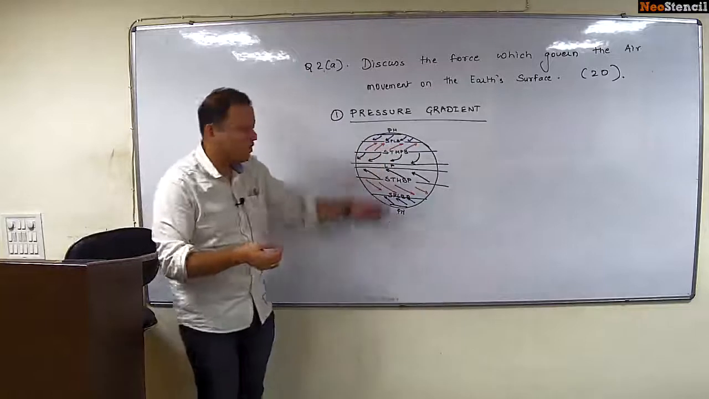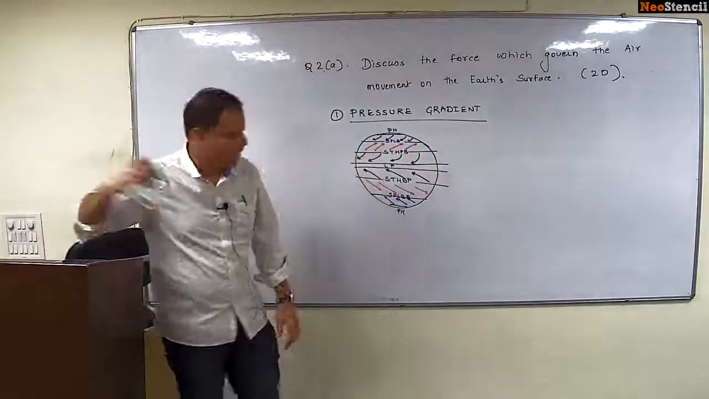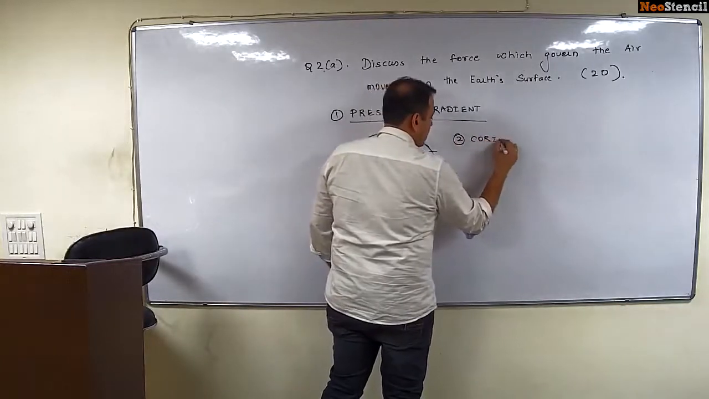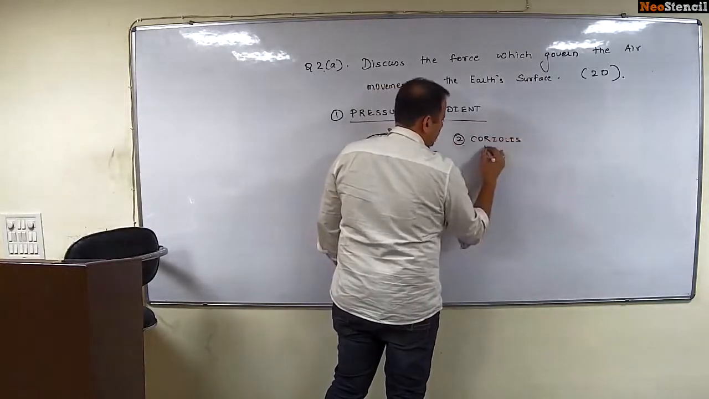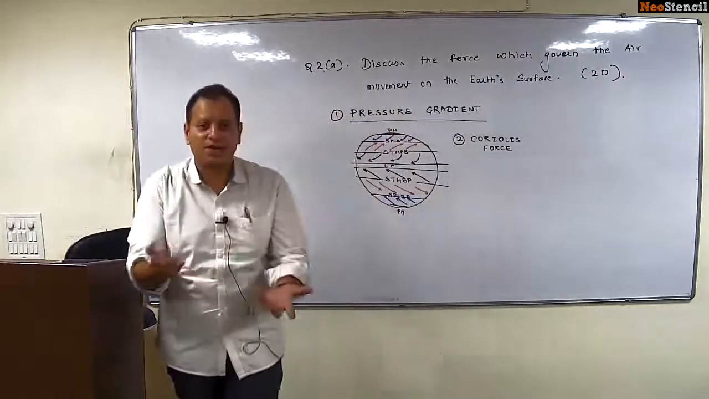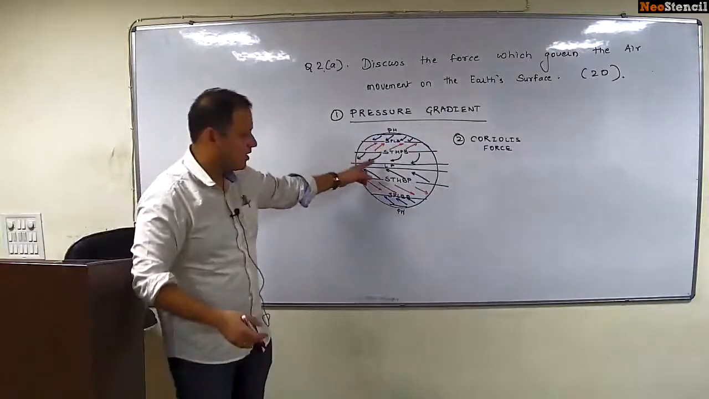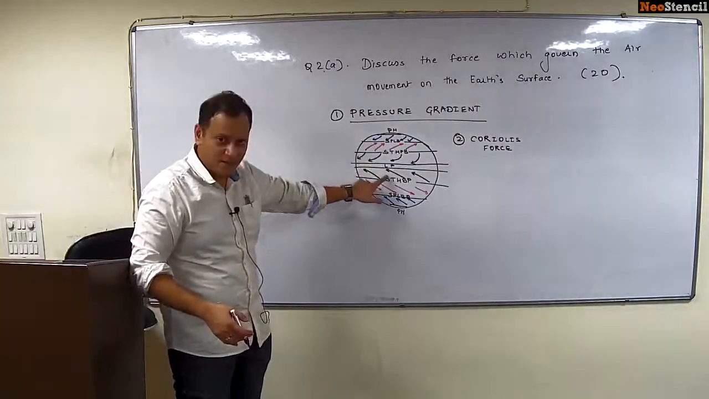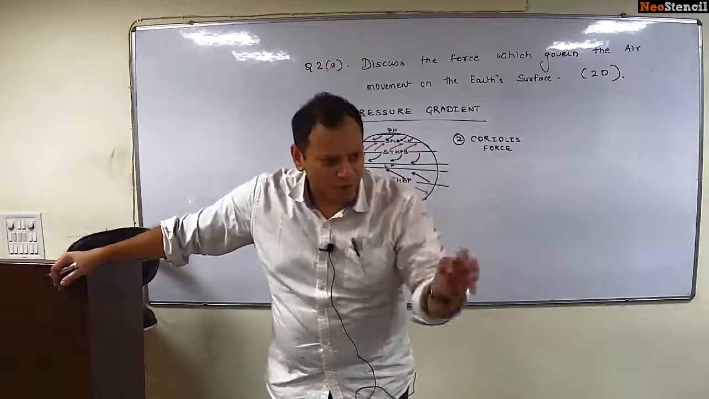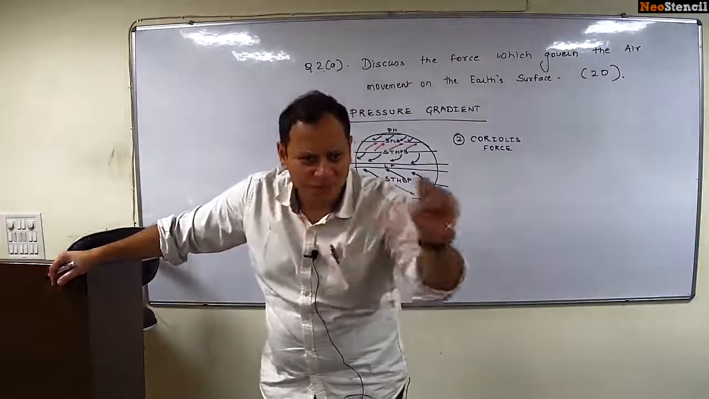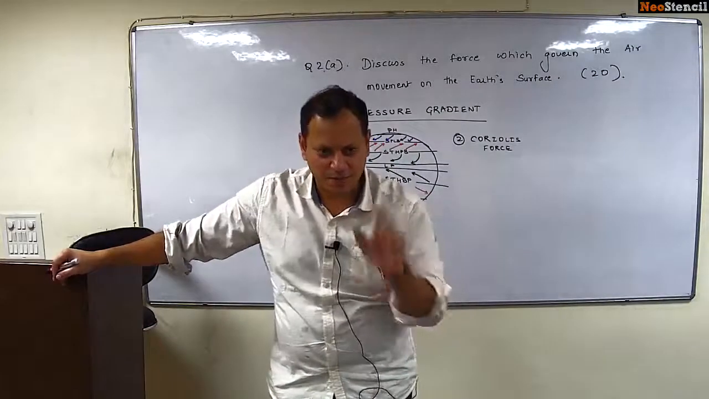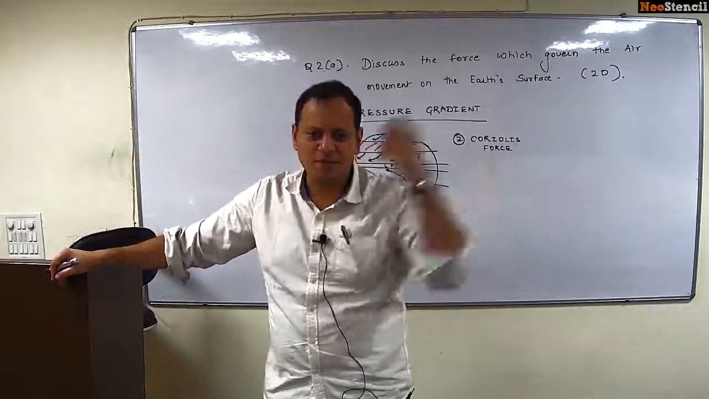Now the second force, because the wind does not move straight here. Which is the second force? The second force is the Coriolis force. What does the Coriolis force do? The Coriolis force results in the deflection of the winds. What kind of deflection? To the right in the northern hemisphere and to the left in the southern hemisphere. Why the Coriolis force is there, you know. The Coriolis force is zero at the equator, so the deflection is minimum in the equatorial regions, and maximum deflection is at the poles.